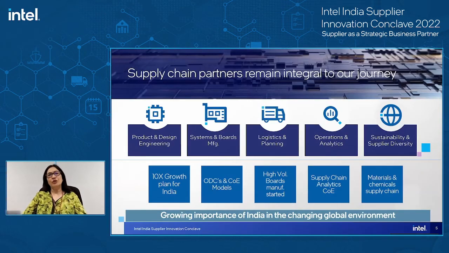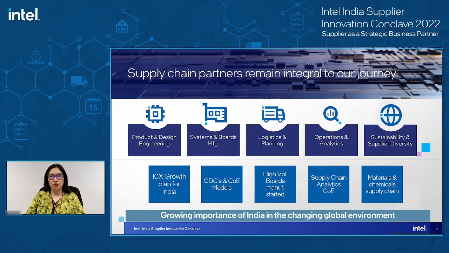Let me show you. I've talked about innovation and differentiation coming with partnership with you. And let me show you where all those partnerships and innovations can come from. It can come from building the product and design engineering. It can come from putting together the systems and boards and manufacturing. So the first two blocks in the first stroke are about the products. It's about the design. It's about manufacturing.